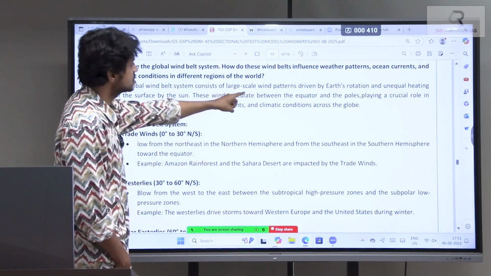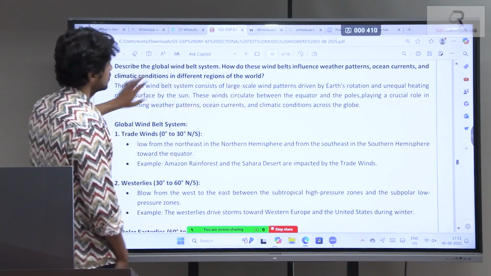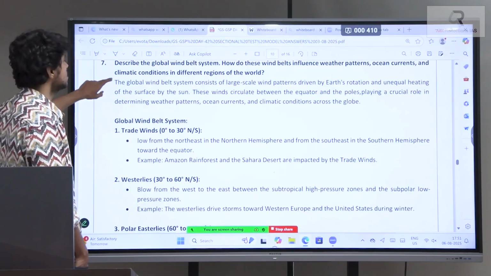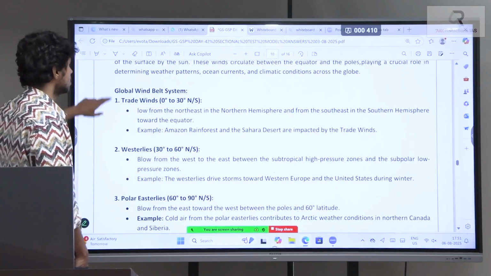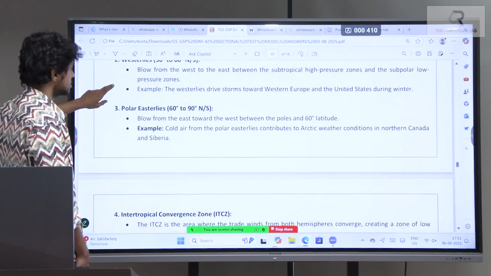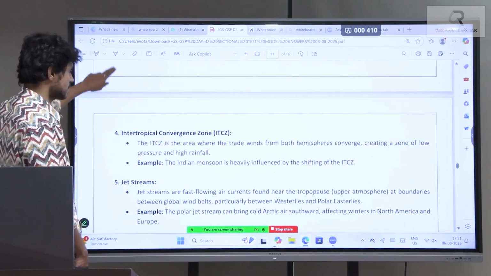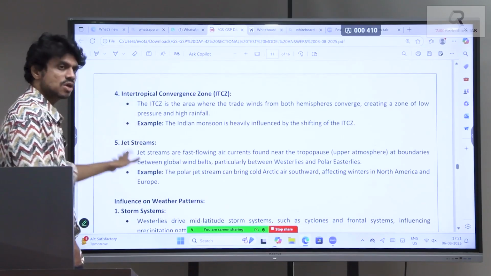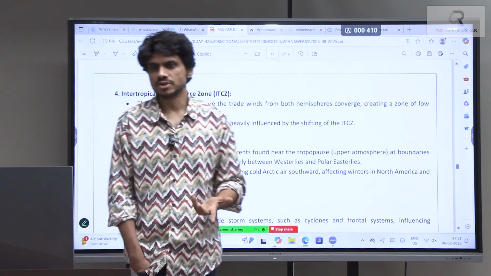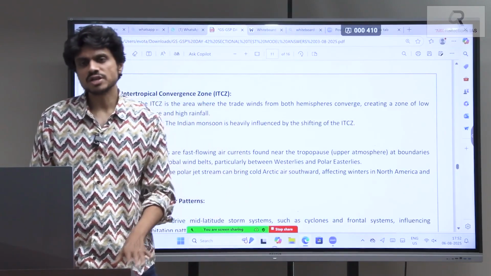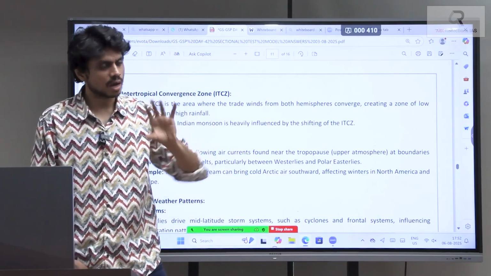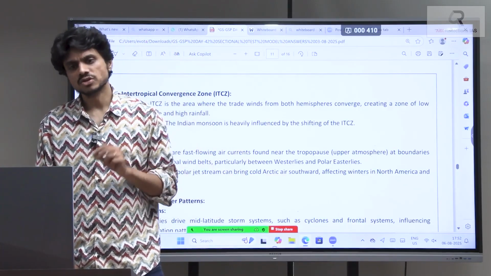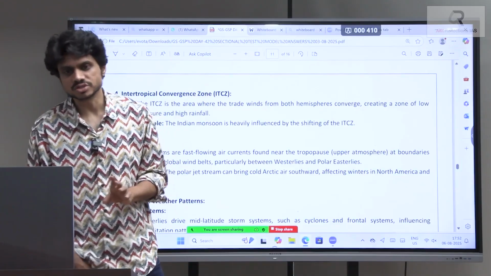Global wind system is a large scale wind pattern driven by the earth's rotation and unequal heating. Generally winds are created by unequal heating. That is the prime cause. Trade winds, westerlies, factual information, because they are asking to describe. That's why I see jet streams here, because they have introduced upper air wind systems. You have surface level and upper air westerlies. From the upper air westerlies, you get the fastest wind system, called the jet streams.